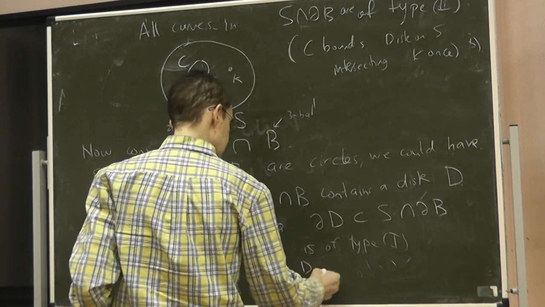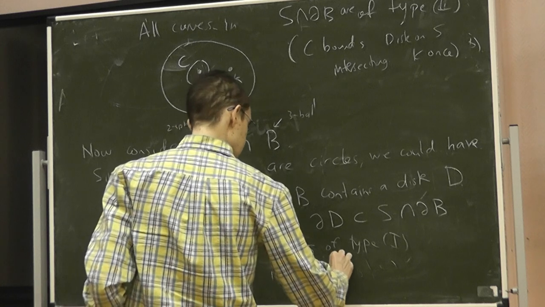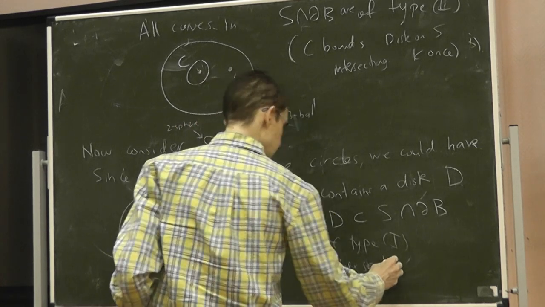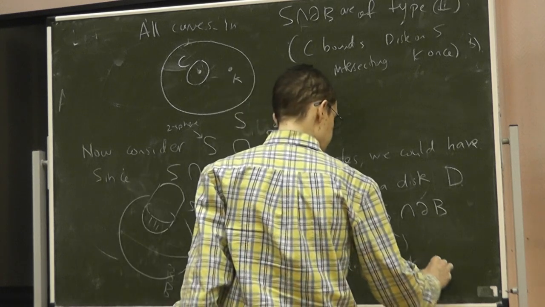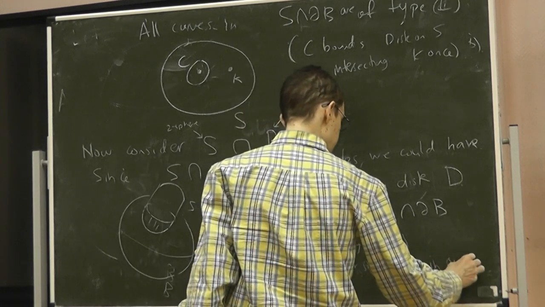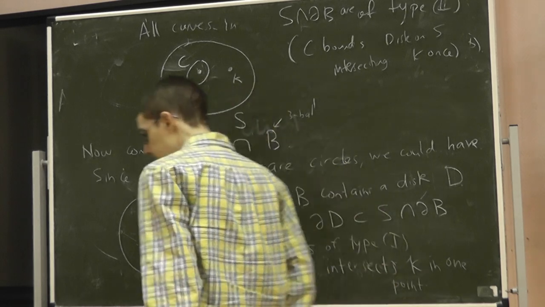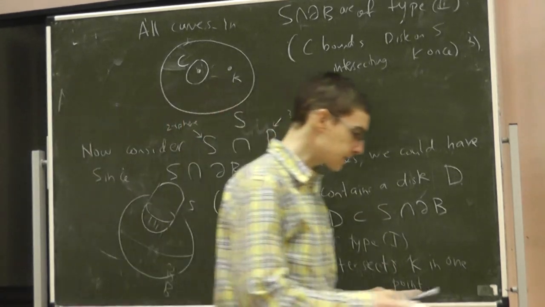D intersects K in one point, because we eliminated all the other types.